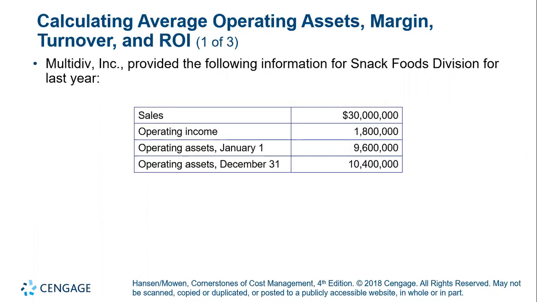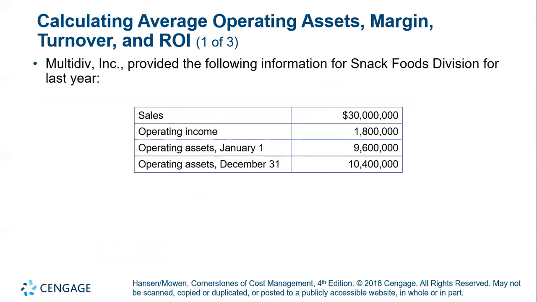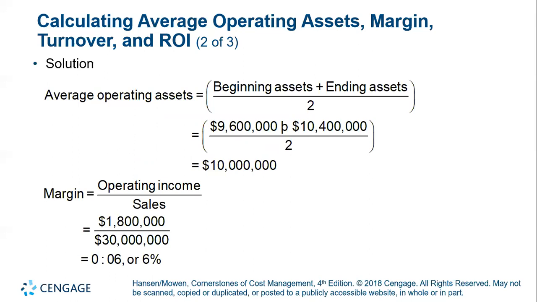Now, calculating average operating assets, margin, turnover, and ROI. We have sales, operating income, and operating assets, beginning and ending. We compute the average operating assets: beginning plus ending divided by 2. So the average operating assets is $10 million. Now, computing the operating margin, we divide operating income by sales. The operating income is given at 1.8 million divided by sales.